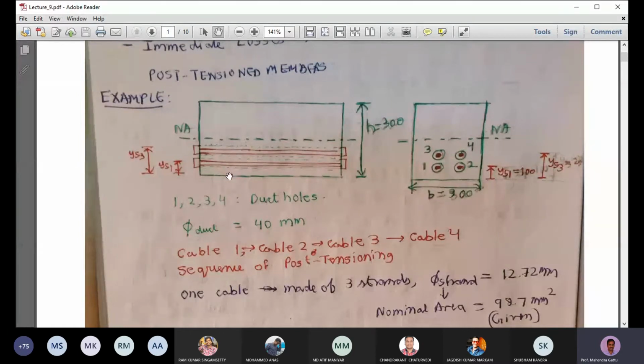There can be scenarios where the cable can take a different shape. It can be a parabola, or it can be two straight sloping lines. So in that scenario, how to do the analysis? That analysis will be done in the next example. This analysis is for pure constant eccentricities.